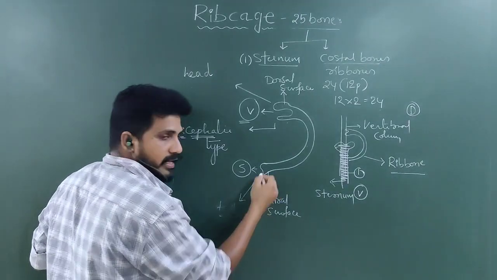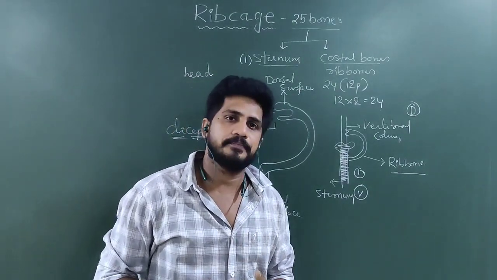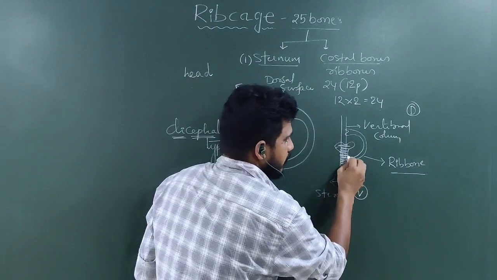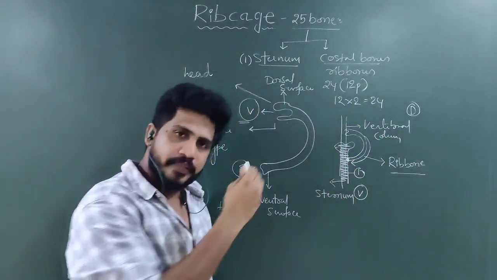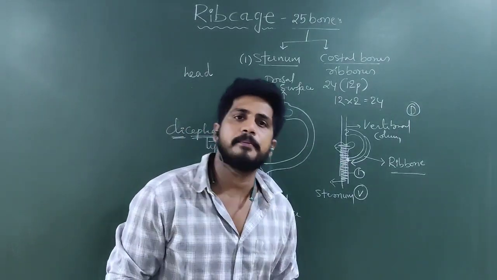Whereas on the other side, a tail-like structure is there, which is connected directly to the cartilage part of the sternum. Clear? So, the sternum cartilage part. This is the sternum. This is the cartilage part. From the vertebral column to the cartilage part of the sternum, they are coming. That's why it is a head and it is a tail. This is the basic part.